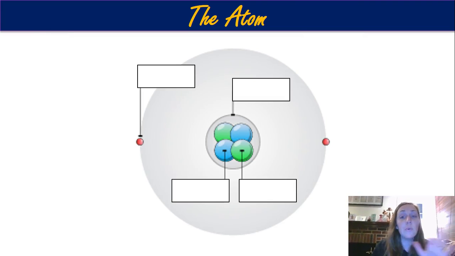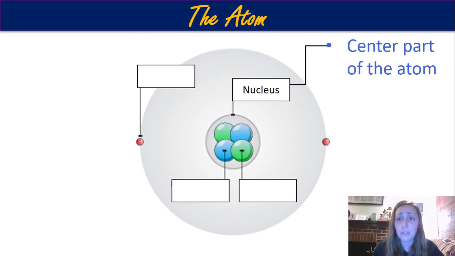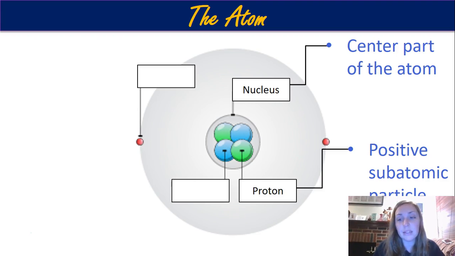Okay, so if we were to look at the atom and break it into parts, the first thing you need to know is the nucleus. And you're like, whoa, you just said that word when talking about a cell. So the word nucleus really just means the center of something. When you're talking about a cell, the nucleus is the center and it holds the DNA. When you're talking about an atom, the nucleus is the center part of the atom. In the nucleus, there are protons, which are positive subatomic particles. So they have a +1 electrical charge.